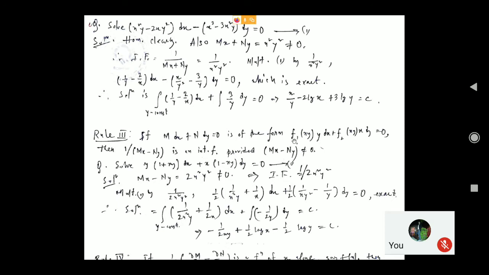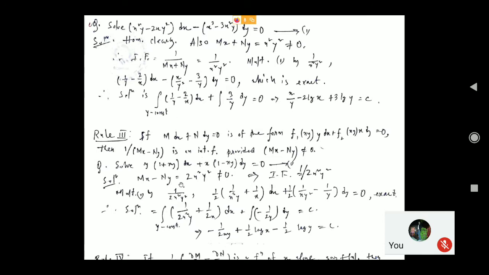So it belongs to this category. You see here, y multiplied by a function of xy. x and y as a product is present. So it's a function of xy into dx. So it is of this form, plus x multiplied by a function of xy. It's 1 minus xy. This is a function of xy into dy. So it belongs to this category. So rule 3 will be applicable.